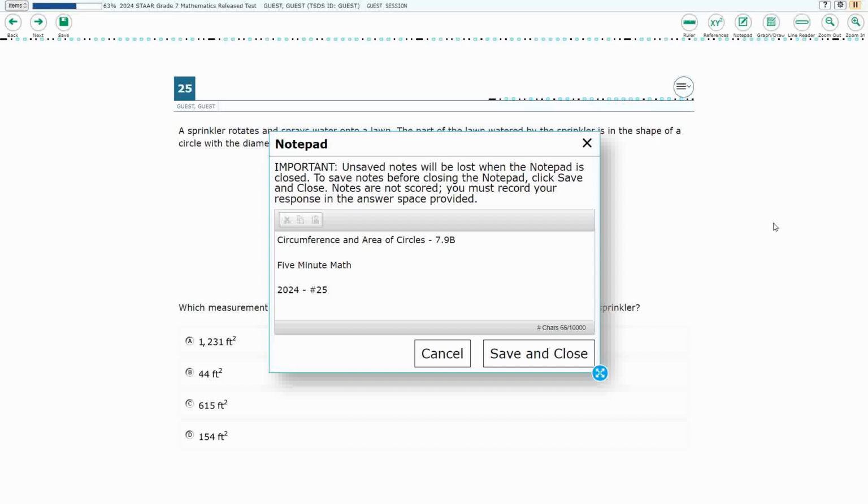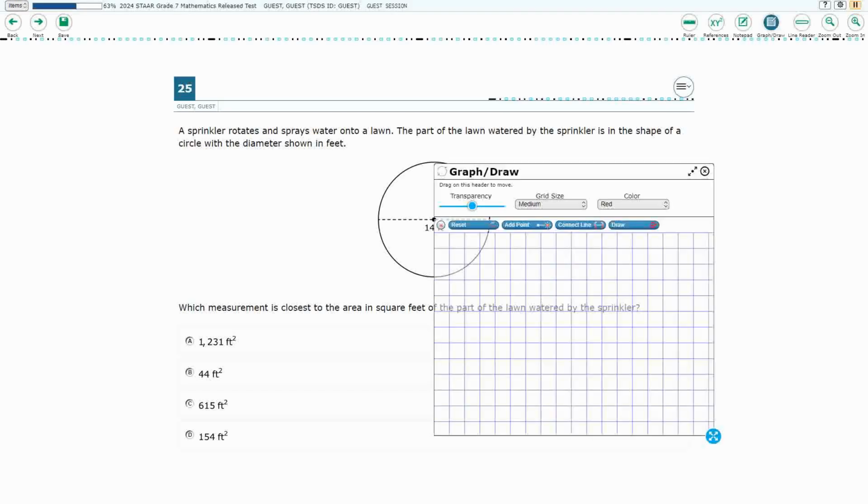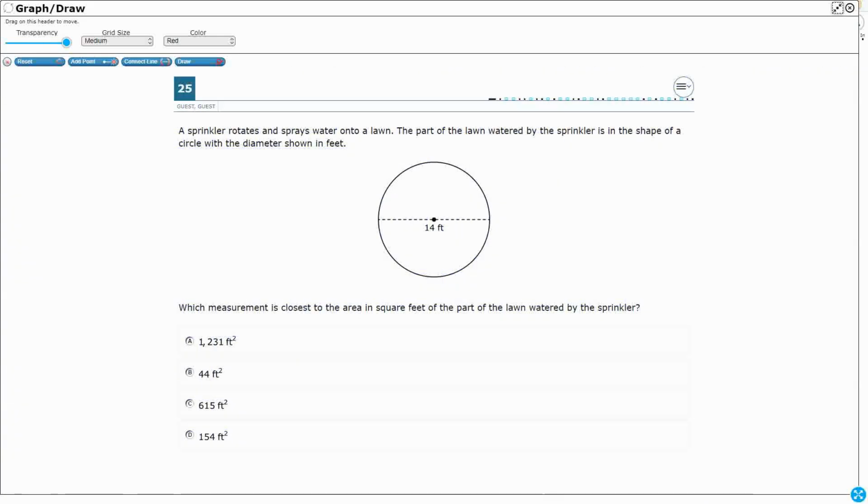Today we are looking at the 7th grade concept of circumference and area of circles. This is standard 7.9b in the great state of Texas, and we're using item number 25 off the 2024 released STAAR test. If you haven't done so already, please go ahead and take a moment to pause the video, work this problem out on your own, unpause it, and we will look at our answers together.